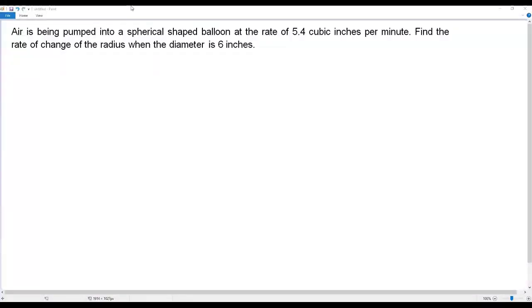Here we have a calculus problem on related rates. Let me go through the information. Air is being pumped into a spherical shaped balloon at the rate of 5.4 cubic inches per minute. Find the rate of change of the radius when the diameter is 6 inches.